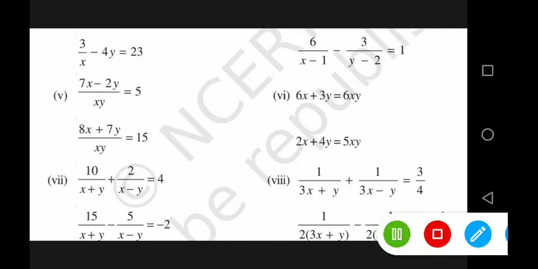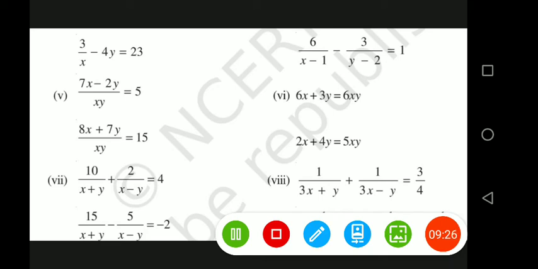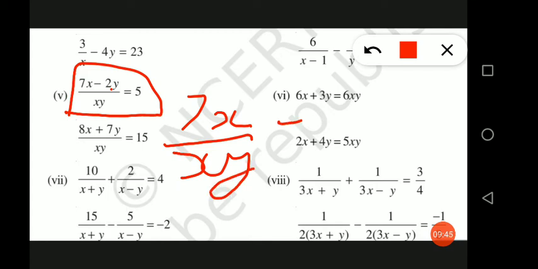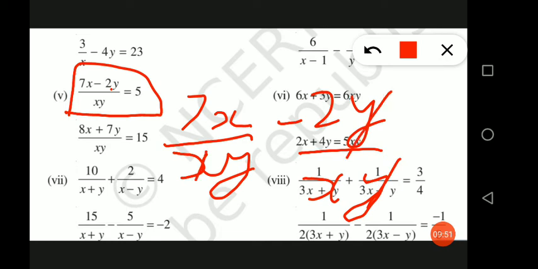Okay, the fifth part is here. In the fifth part, first we will divide the LHS by xy on both sides, both the terms, 7x also and 2y also. So it becomes 7x by xy minus 2y by xy. The y and y will get cancelled, x and x get cancelled, and we are left with 7 by y minus 2 by x, and then we can solve. In a similar way we will do it for that also.